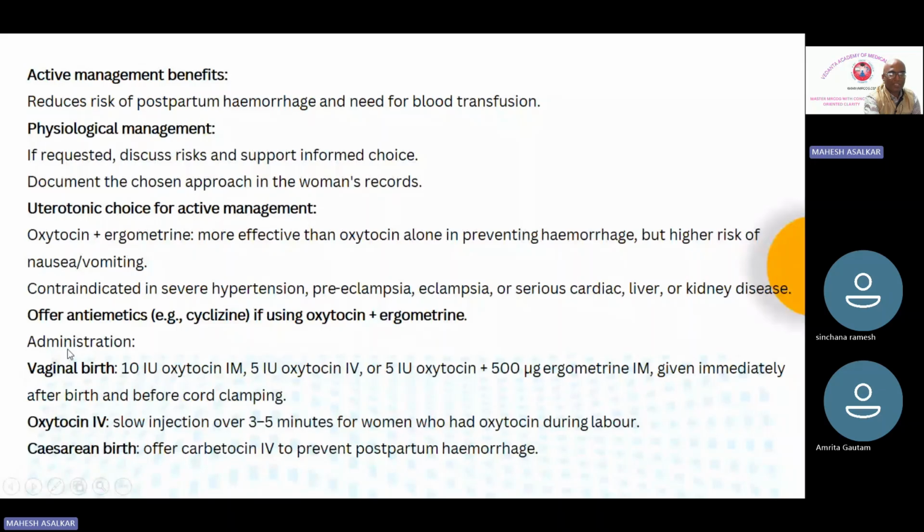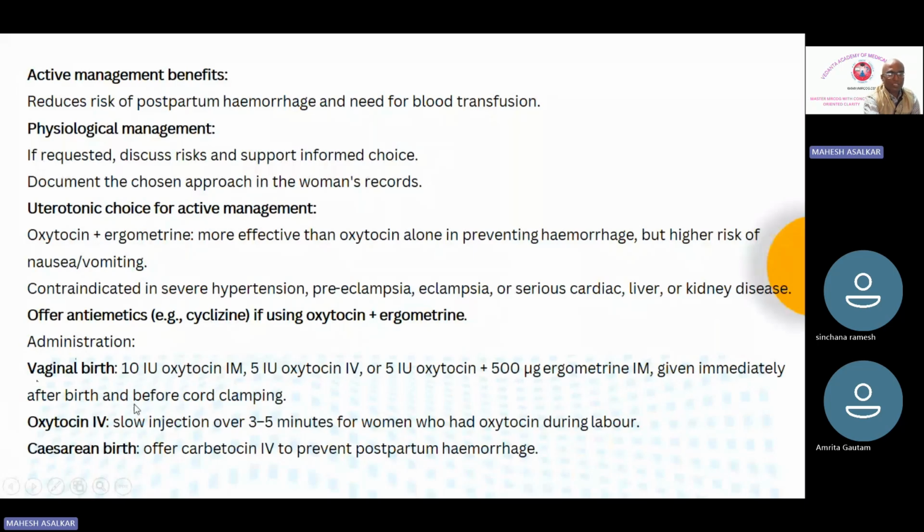Now, administration. If you are giving oxytocin intramuscularly, 10 units is recommended. If you are giving intravenously, 5 units is recommended. If you are giving ergometrine plus oxytocin, then 5 units of oxytocin and 500 micrograms of ergometrine. Remember these: 5 units of oxytocin, 500 micrograms of ergometrine intramuscularly, given immediately after the birth and before cord clamping. So for vaginal birth, you can give 10 units of oxytocin, 5 units IV, or 5 units plus 500 micrograms of ergometrine IM.